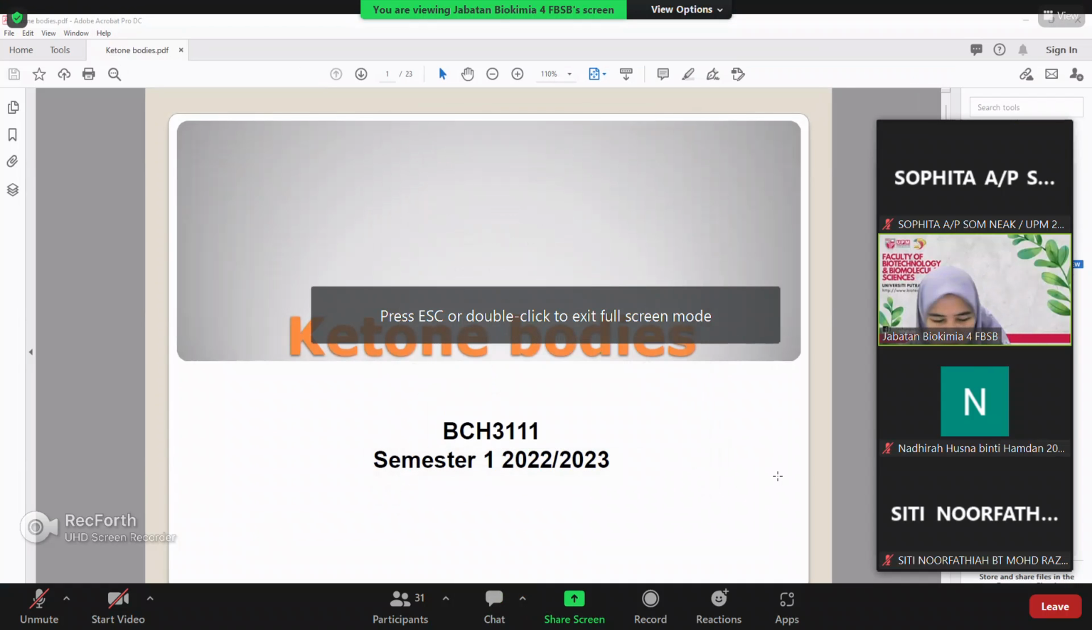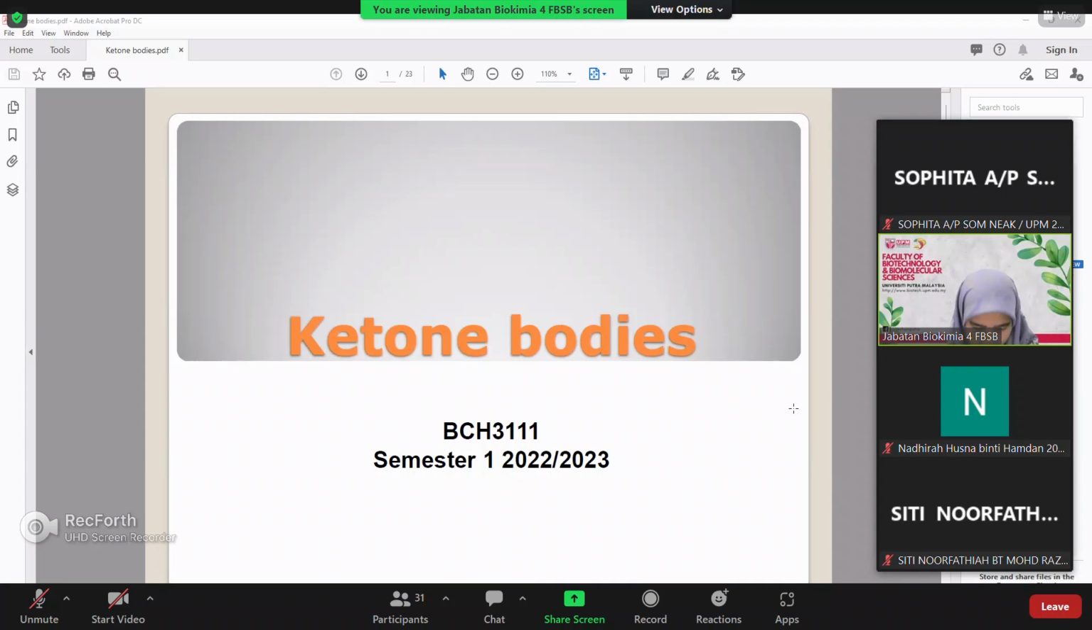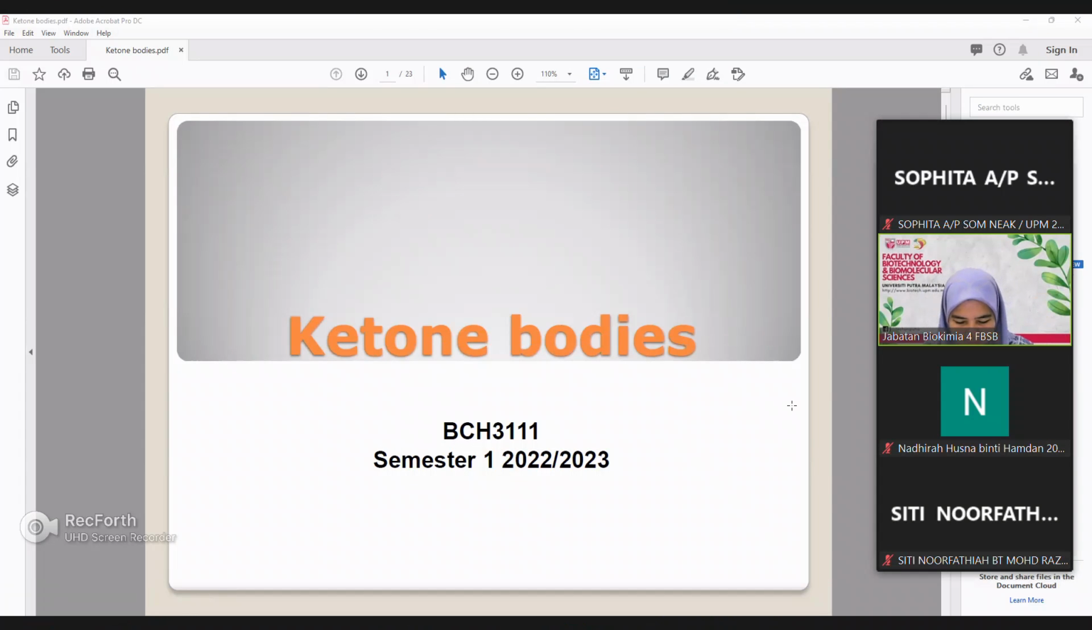Ketone bodies. Waktu carbohydrate metabolism ke waktu SPM? Tak ingat, doktor. Ingat. Okay, carbohydrate metabolism. Do you still remember anything about ketone bodies? I'm sure ada dalam carbohydrate metabolism. Ke tak ada? No? Lupa dah. Ada. Kalau bila glucose not present, right? And then yes.